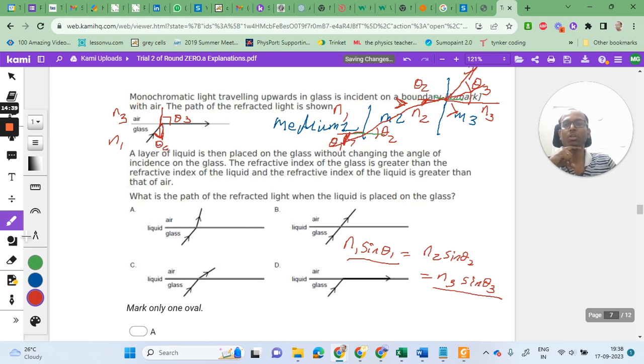So now in between you put liquid. So the liquid will be N2 theta 2. After that, when it goes back to air, you will have N3 theta 3. So automatically theta 3 will again become 90 degrees because the refractive index of air is N3, which in this case, maybe say it was 1. So 1 and 90 degrees have to be there. So the resultant will be again same as the original diagram. So it has to be option D. I hope it's clear.